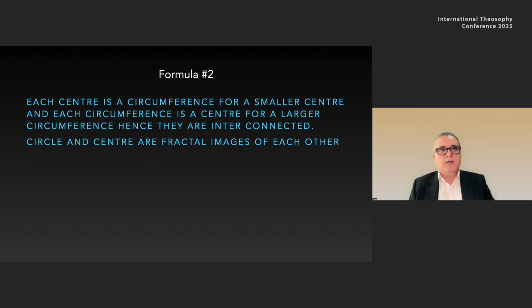Formula 2 is: each center is a circumference for a smaller center, and each circumference is a center for a larger circumference. Hence, they are interconnected. Circle and center are fractal images of each other. And one potential example is as given in SD 138.